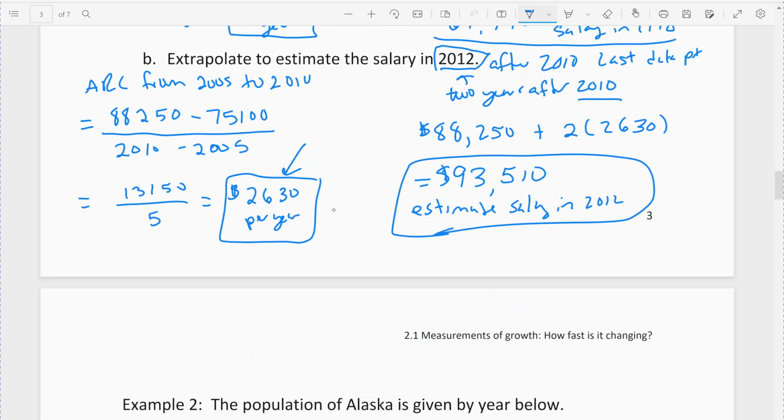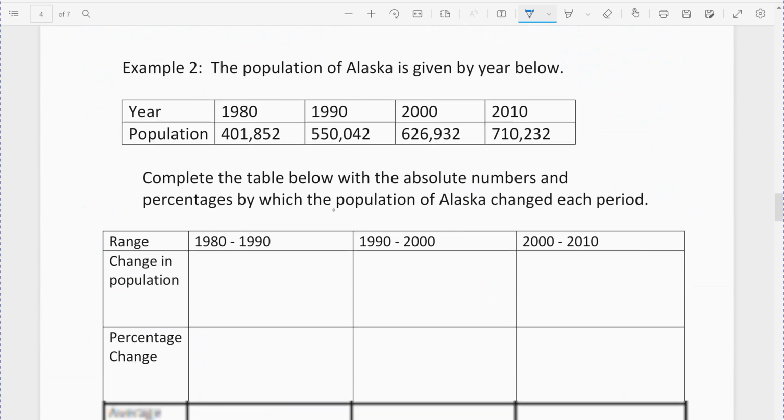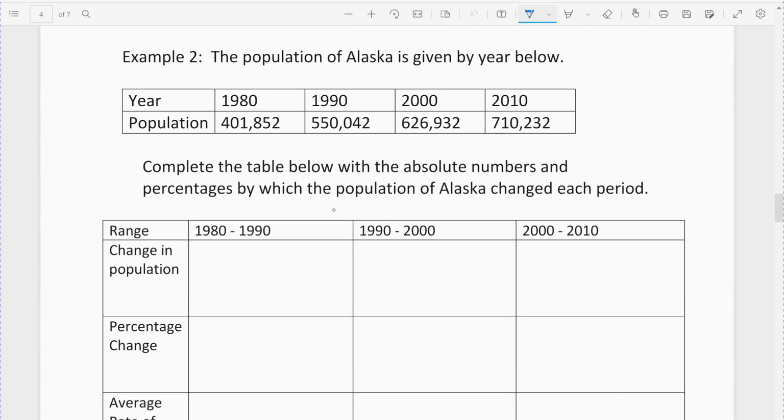All right, let's do a second example. The population of Alaska has been given by the year below. So again, time is always the independent, population is the dependent. How big the population is depends on what year we look at. Earlier years, in this case, look to have fewer people than later years. All right, so we've got our Alaskan population.